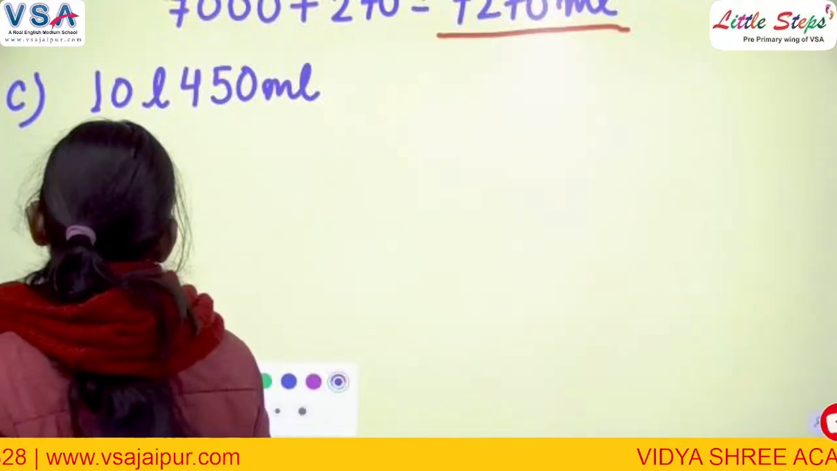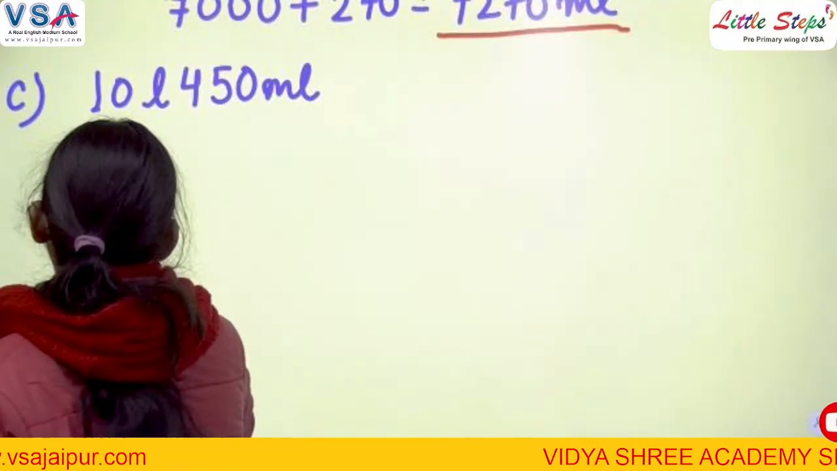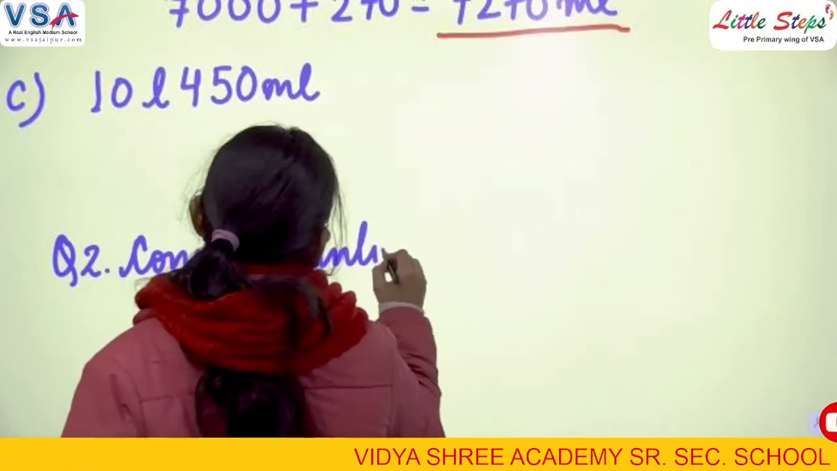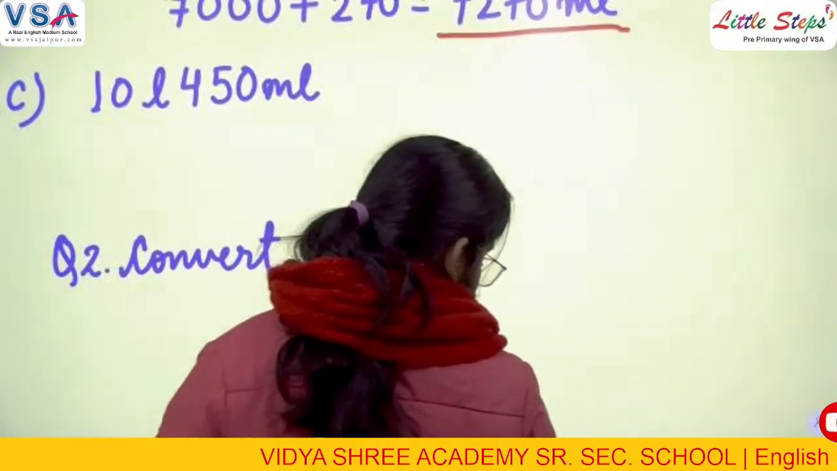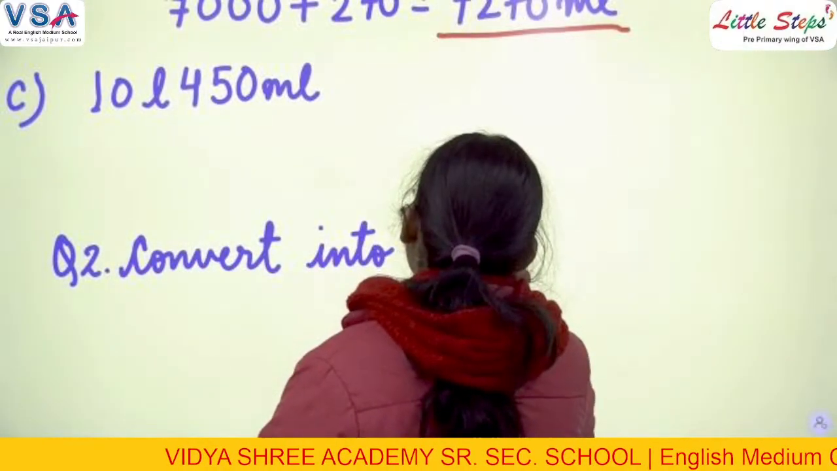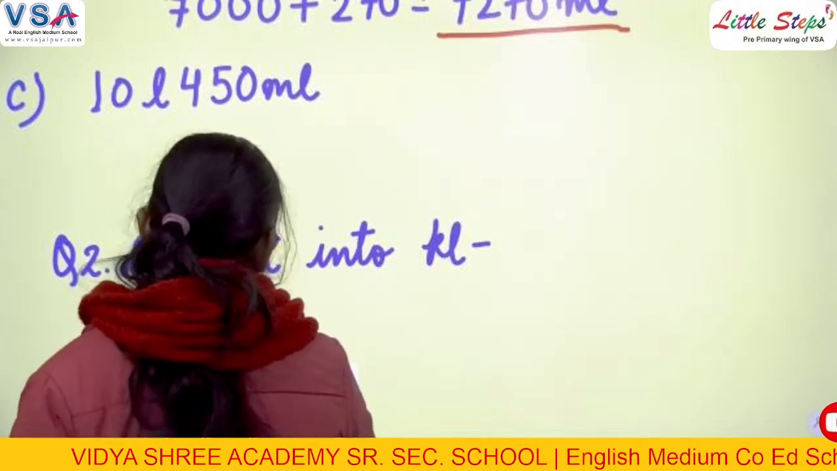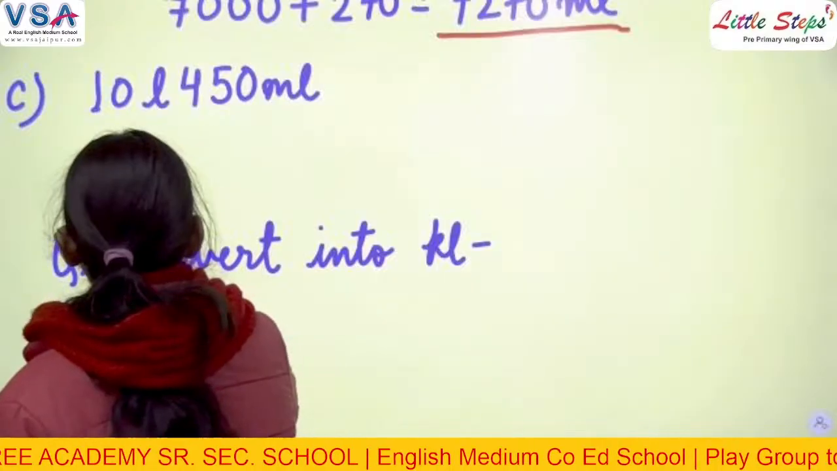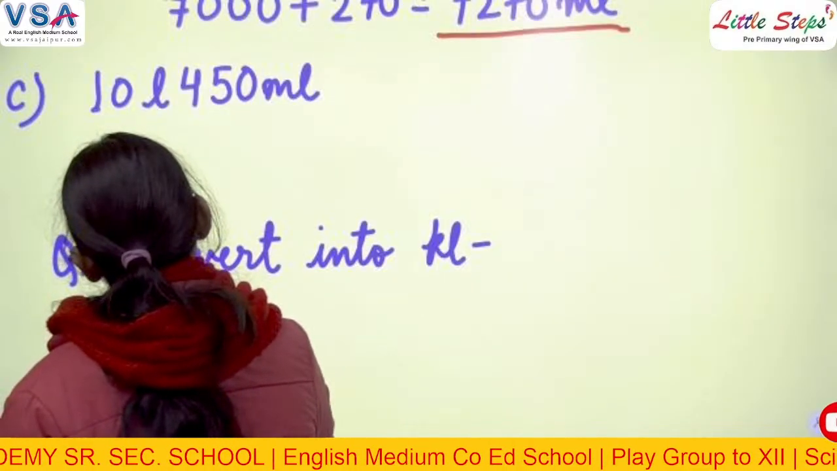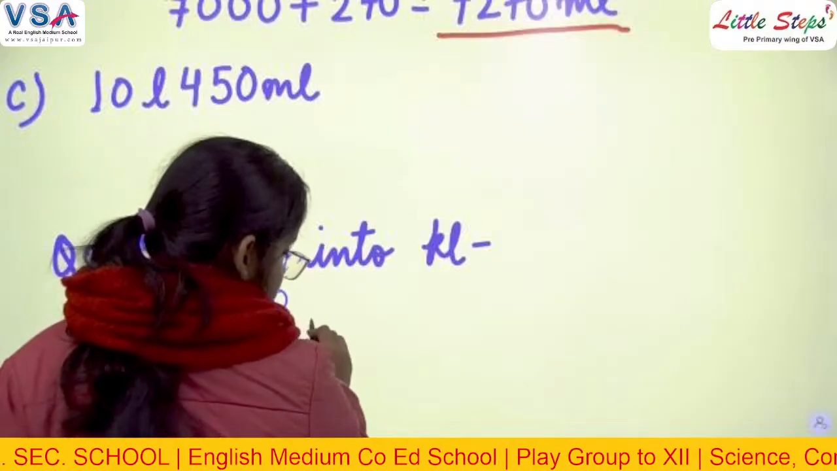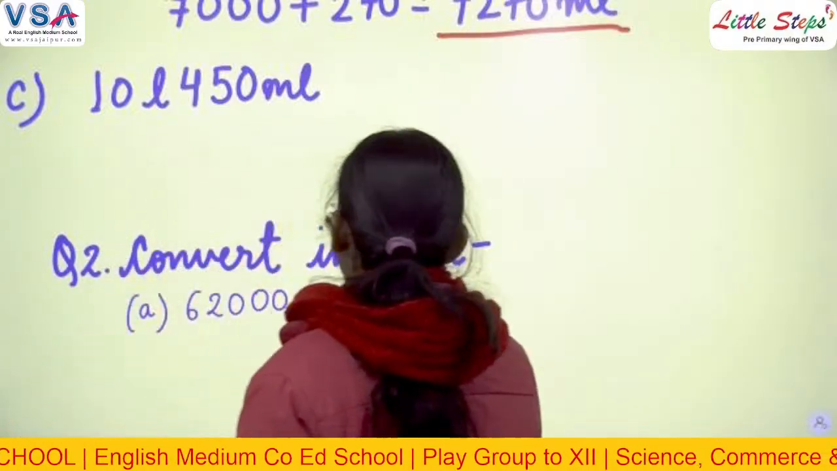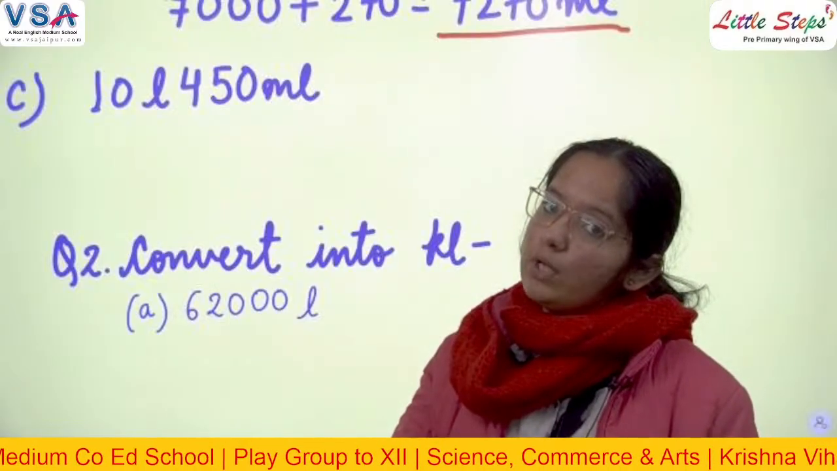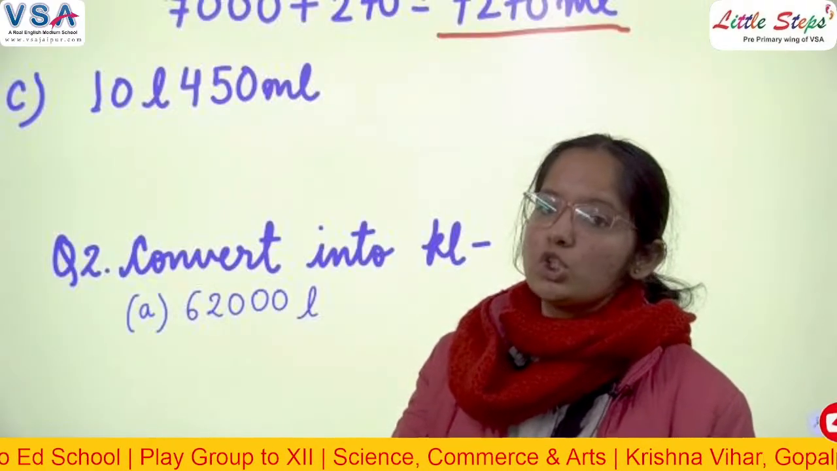If we move to next question, that is question number 2. Convert into kiloliter. Kiloliter is the highest unit. That is 52,000 liters into kiloliters. Basic unit is liter. We have to move from lower to higher. That means we are going to divide.